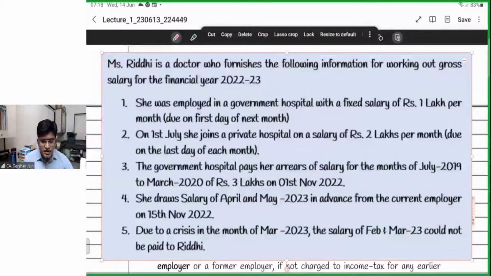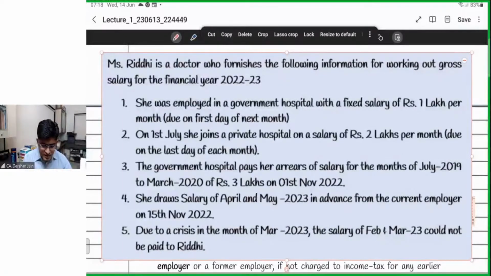So she is getting 2 lakh rupees from the month of July. Until April, May and June, she's getting 1 lakh rupees, and in respect of salary for the month from July onwards, she'll get 2 lakh rupees.